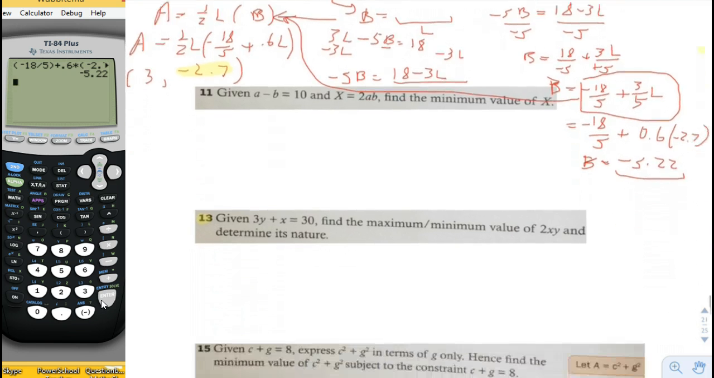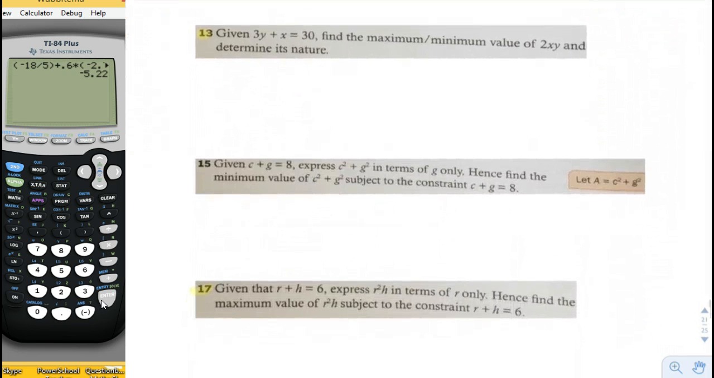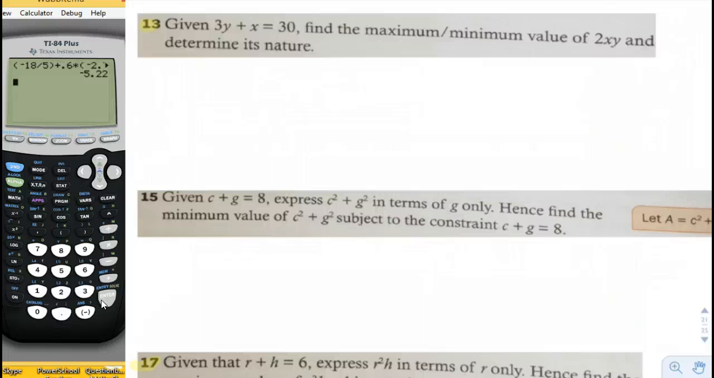Okay, let's go on to 13. Given 3y plus x equals 30, find the minimum and maximum value of 2xy and determine its nature. Okay, so they want to know the minimum or maximum of this function. Unfortunately, this function has two variables, x and y. So we need to find out what this is equal to, and let's just call it a because they never called it anything. We want to find what the maximum or minimum value of a is.